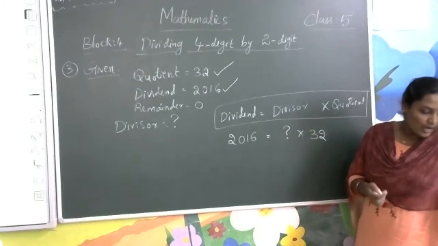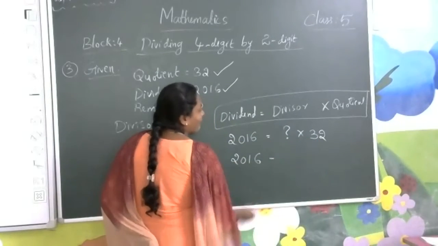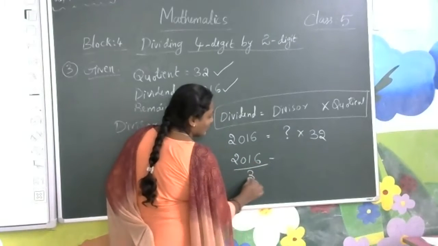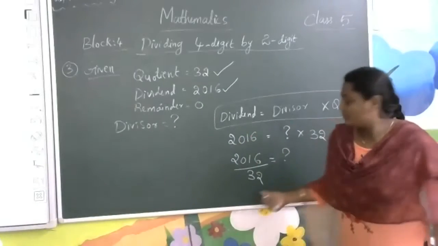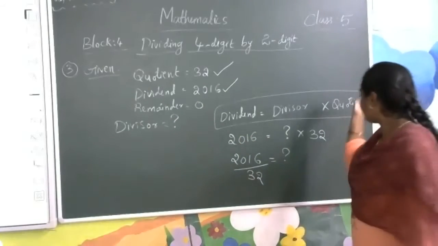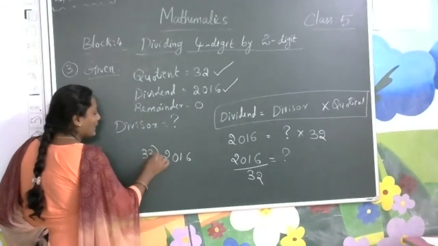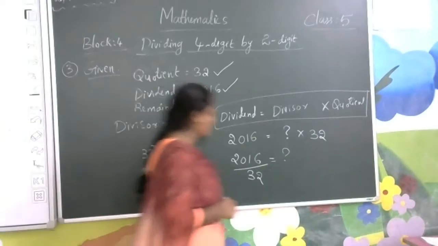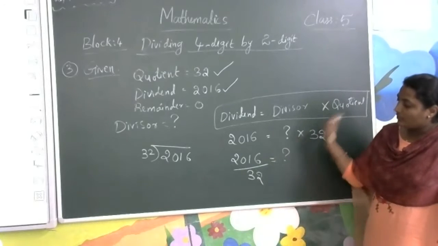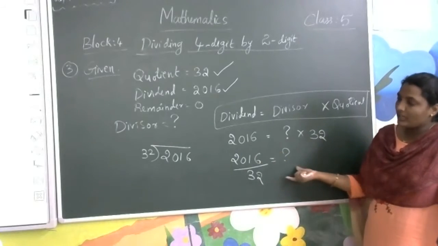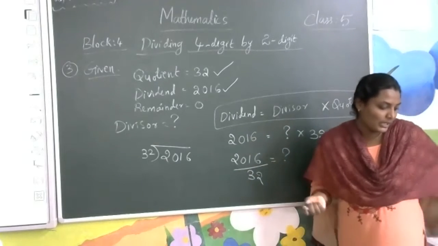In this case, you have to find it like this. 2016, when we say cross multiplication, 32 comes here and the question mark will be as it is. So now we have to divide them. 2016 divided by 32. This also indicates division. This is the dividend number. This is the divisor number. Okay. So now we have to divide the numbers to get the answer with calculations.